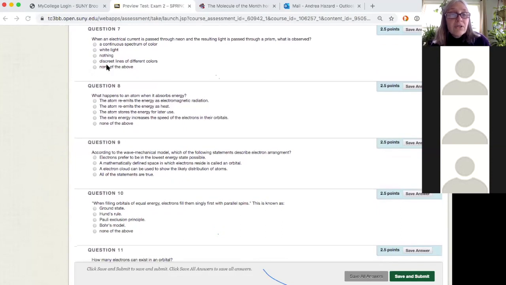When an electrical current is passed through neon and the resulting light is passed through a prism, what is observed? I don't know why these lines are appearing.